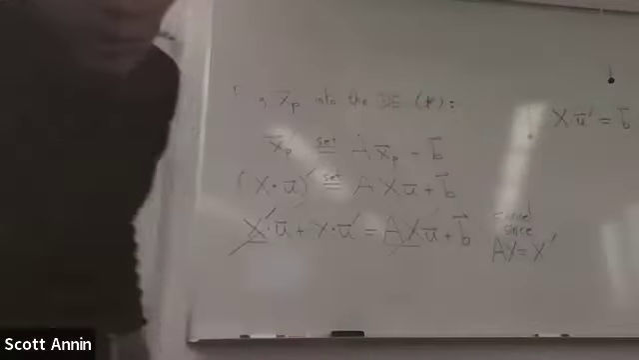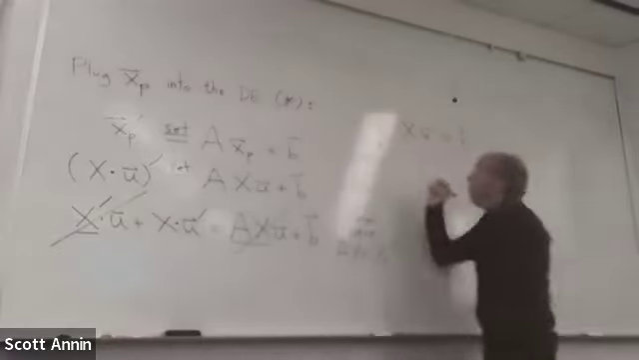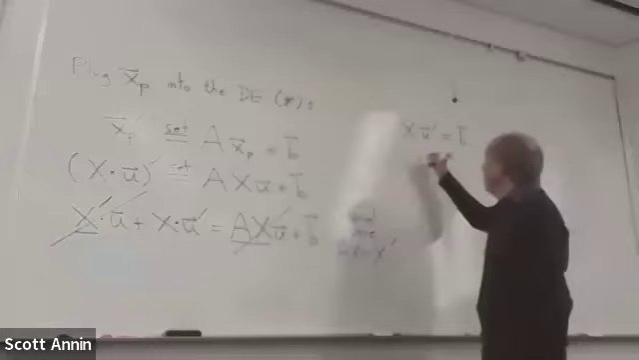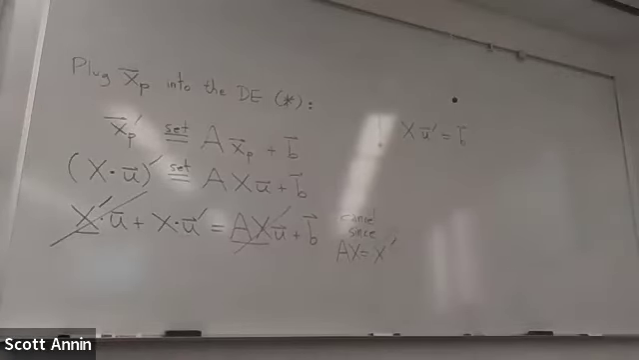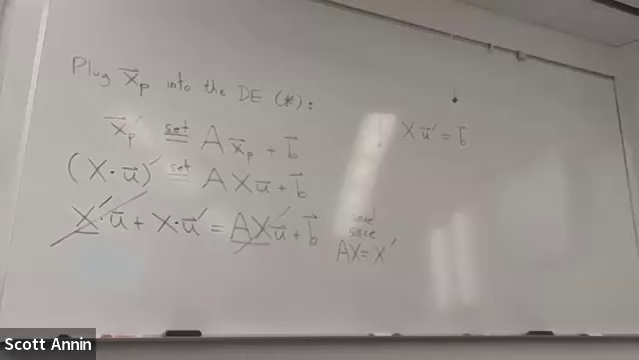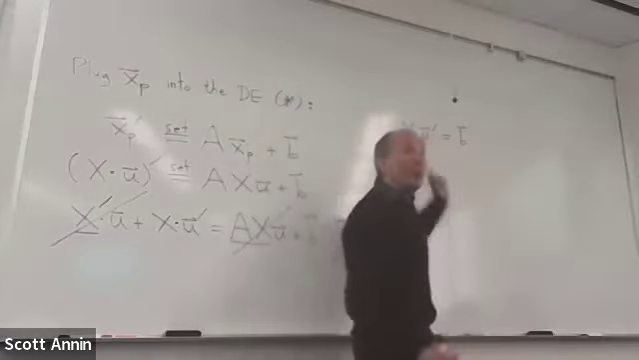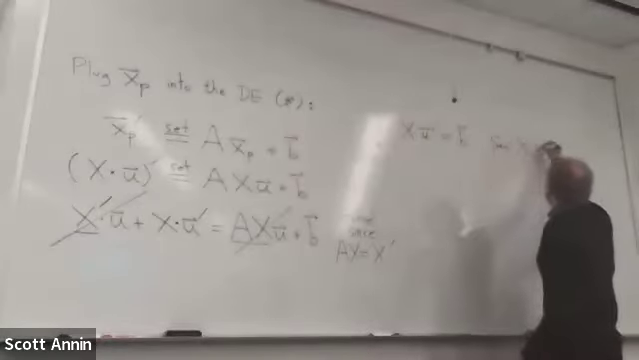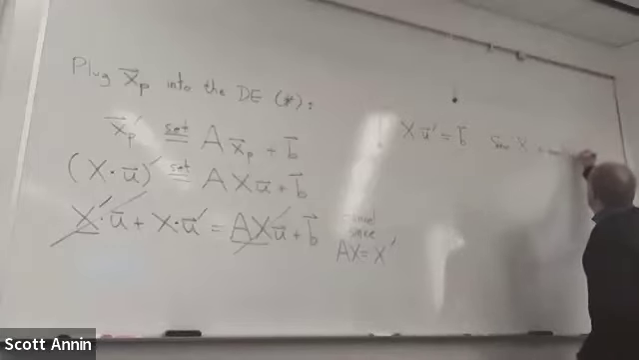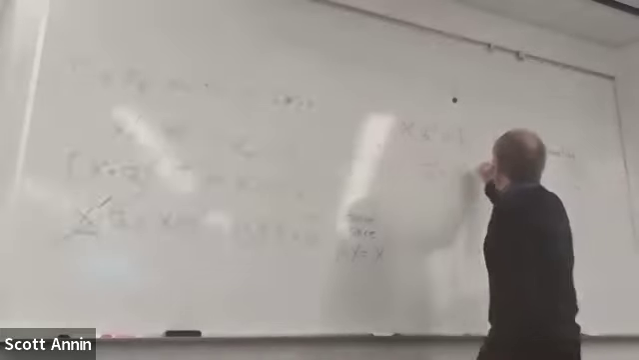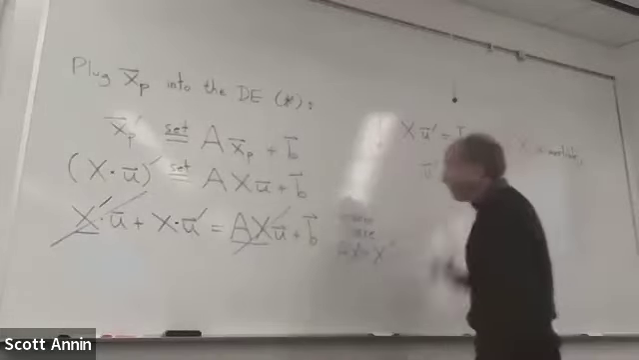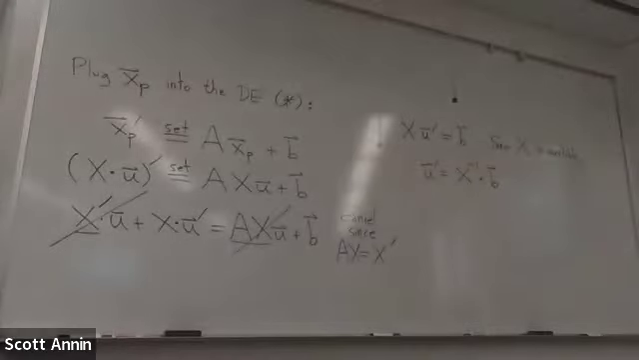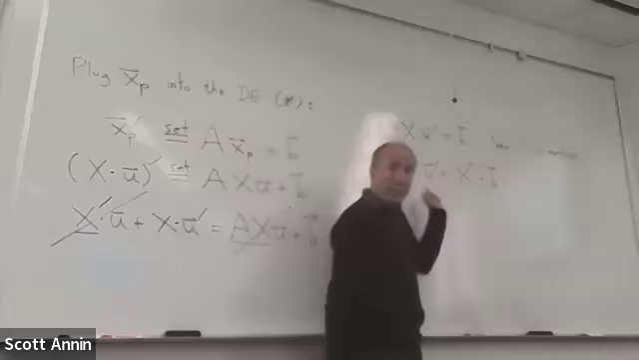That's all that's left, and my goal is to solve for u. It means I need to get u by itself. One thing I need to do is get this x out of the way. But guys, x is this fundamental matrix whose columns are the linearly independent solutions that we found in step one. That fundamental matrix is actually invertible. It has an inverse. So since capital X is invertible, we can solve for u prime. It would be x inverse times b, and that's the derivative of u.